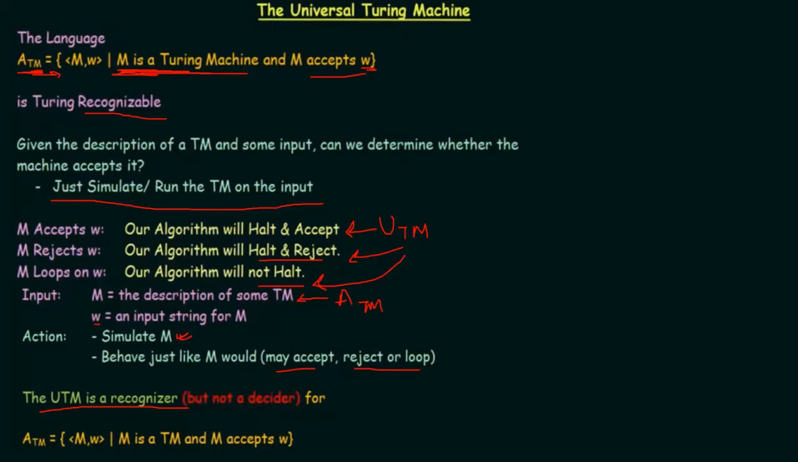So that is basically the concept: you can either accept or reject, but you don't put the program into an infinite loop whenever you are using the actual device. But whenever you are using an emulator or simulator, in that case it will either get accepted, or may get rejected, or may go into an infinite loop. So that is basically a recognizer, not a decider.